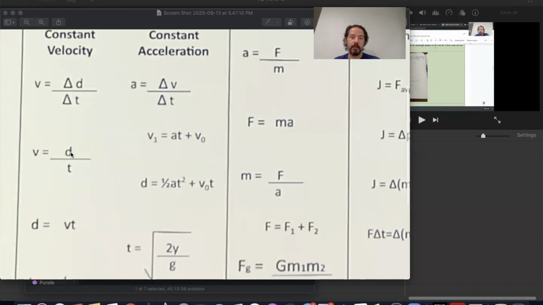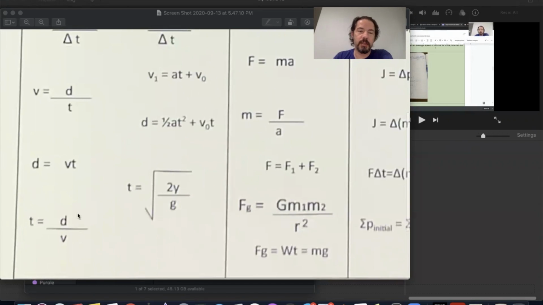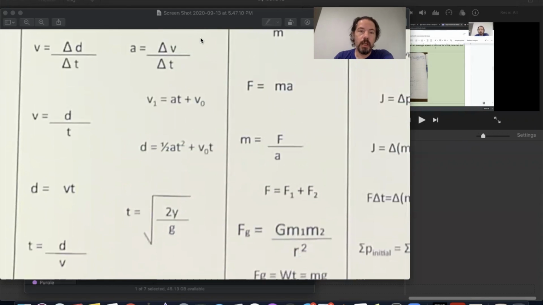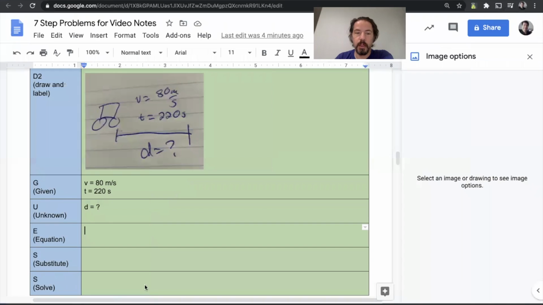Then we have velocity equals distance divided by time, distance equals velocity times time, and time equals distance divided by velocity. Now I want you to notice that these are actually the same equation. We've just done algebra with each one of those to manipulate it for a different variable. In the future, you're going to do the algebra yourself, but to keep things simple so that we can focus on the process of solving our problems, we have done the algebra for you, and we're going to select the correct equation.